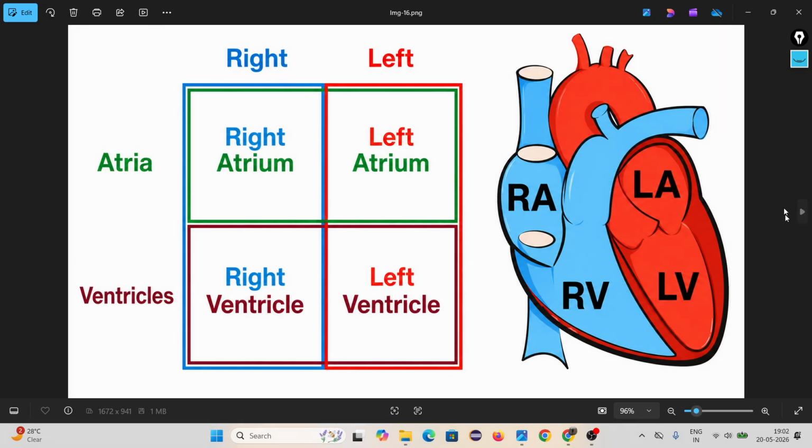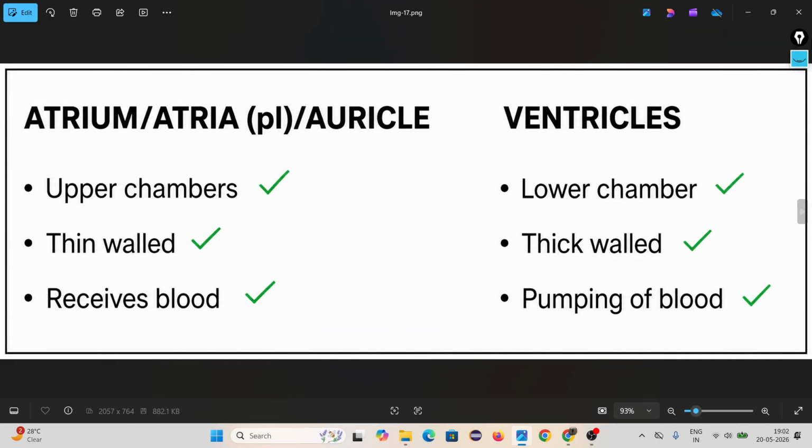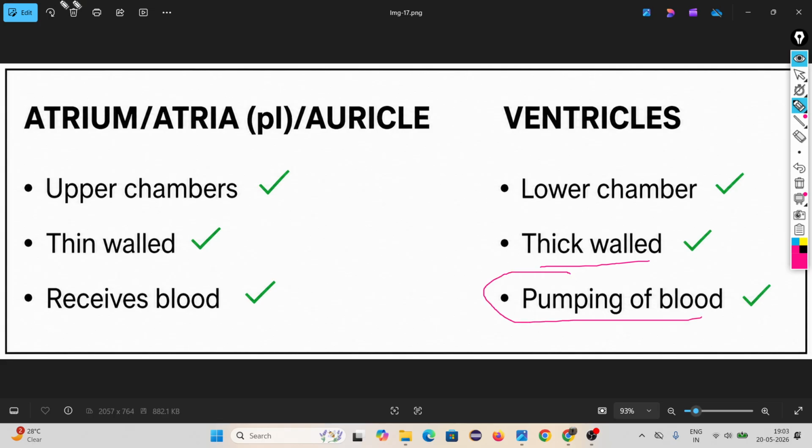Then the second thing is the ventricles. Why is the ventricle wall thick? Because it has the responsibility to pump the blood. For pumping the blood you have to create pressure. Pressure means your wall should be thick, otherwise the pipe will burst. Do you understand?